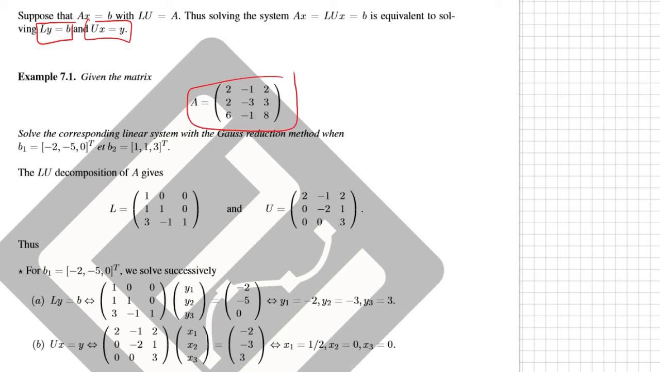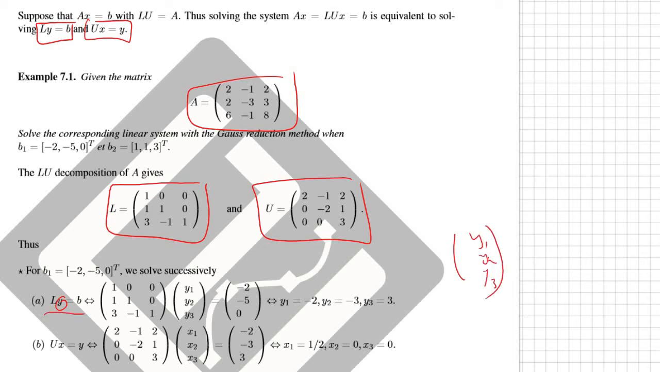If we have this matrix, then if we perform the decomposition, try it by yourself, you will obtain L as being this matrix and this is U. Now to solve the system, we let y be a vector given by y1, y2, y3. Then Ly equal to B means that we have this matrix times y1, y2, y3 equal to minus 2, minus 5, 0, and we can solve it by forward substitution, starting with the first one because it's a lower triangular matrix. So we obtain y1, y2, and y3.